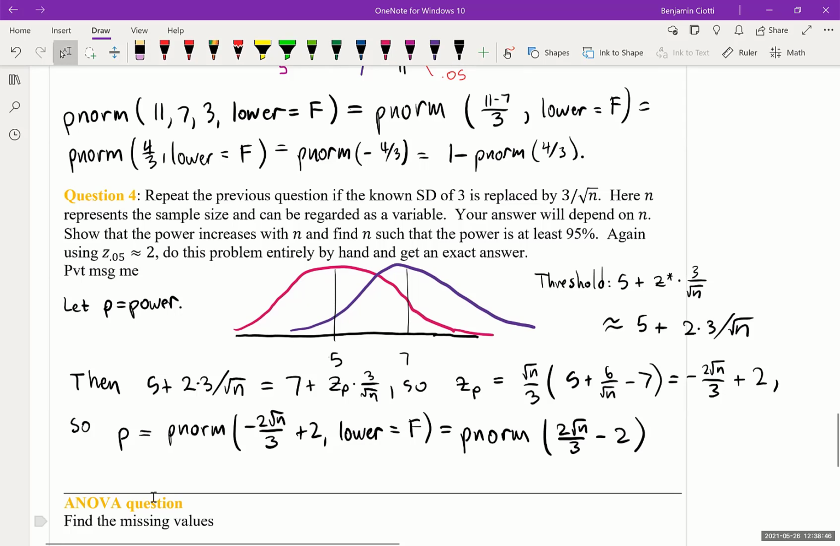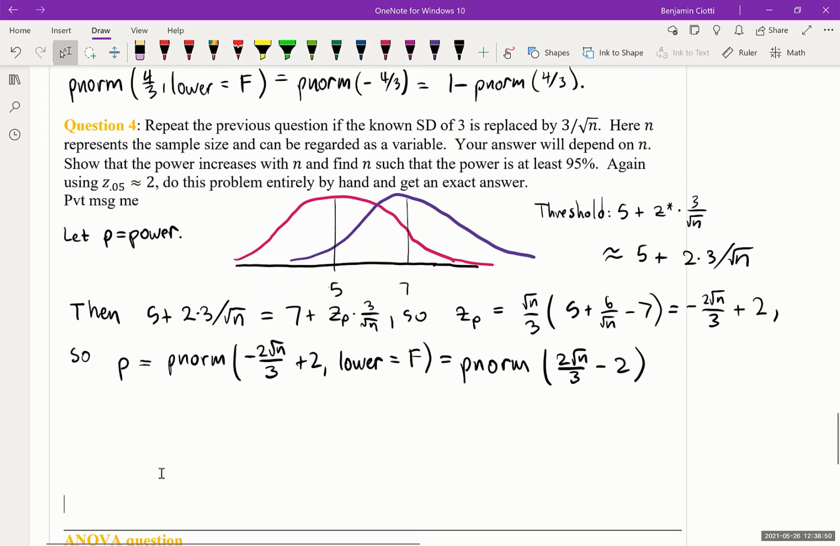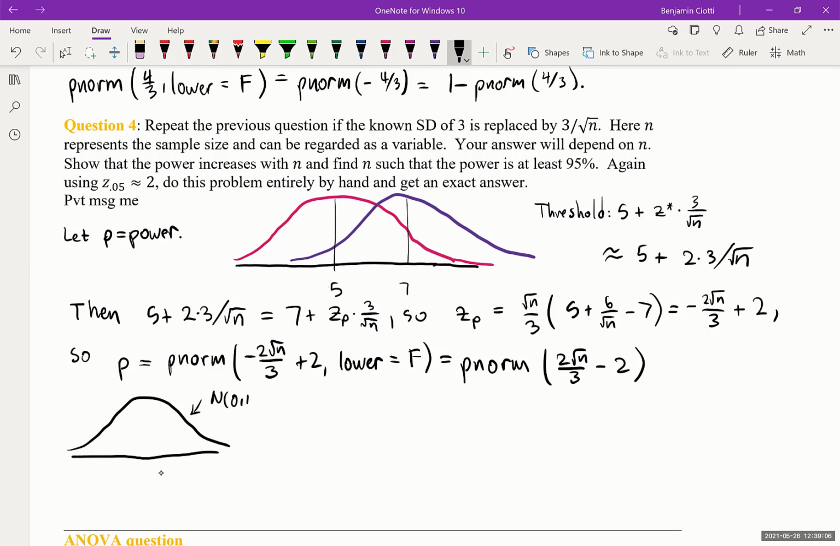So now we're better able to answer the rest of this question, which said we want to show that the power increases with n. Well, look at this expression. Does this increase with n? Yeah. Look at, let's say, the standard normal distribution, N(0, 1), and here's whatever that point is, 2 root n over 3 minus 2. It gets bigger as n gets bigger. Okay, this number increases as n increases. So the area to the left of this point will increase as n increases. So we see the green area increases as n does.